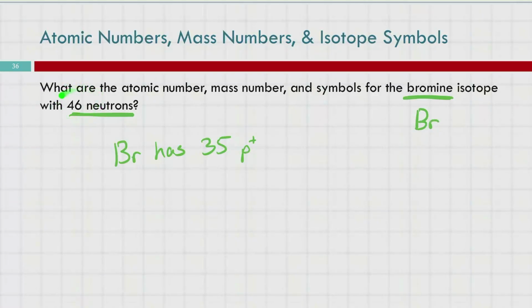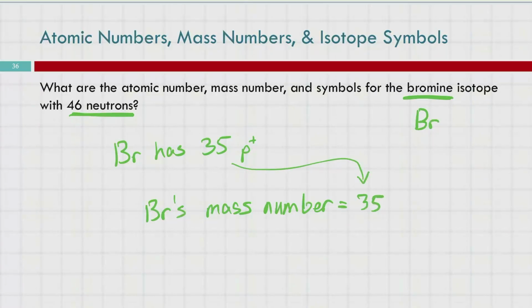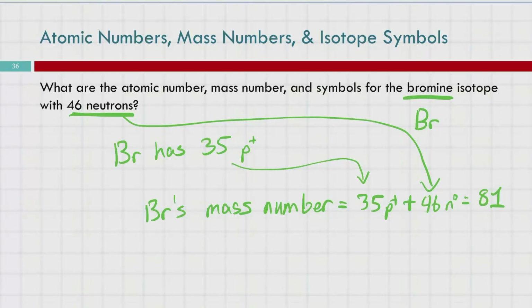What can we do with this 46 neutrons? We can add it to get the mass number. The mass number is the number of protons plus the number of neutrons. So our number is what? 81. So our mass number, A, is 81.